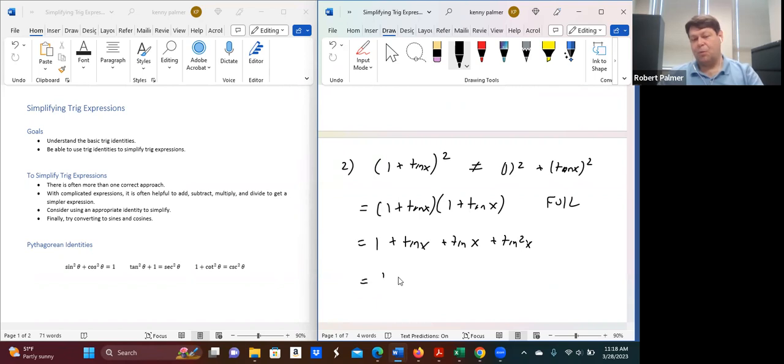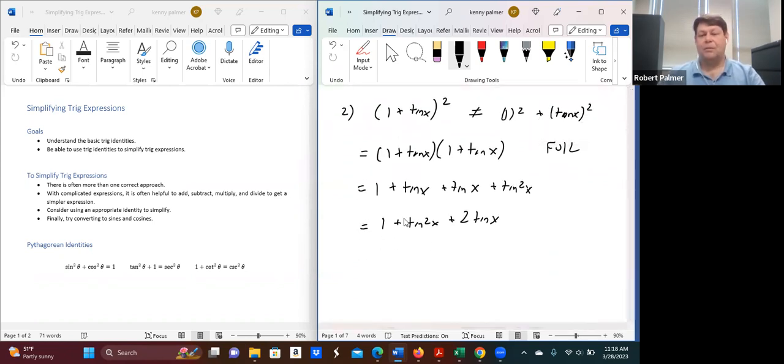Actually, I'm going to write this a bit differently. I'm going to put the tangent squared first, then plus 2 times the tangent of x. Once again, these are like terms, so I combine them here. If you notice, take a look at this: 1 plus tangent squared. We can actually use one of our identities here. This identity says that's the same as secant squared. This is secant squared of x. And so this becomes secant squared x plus 2 times the tangent of x.